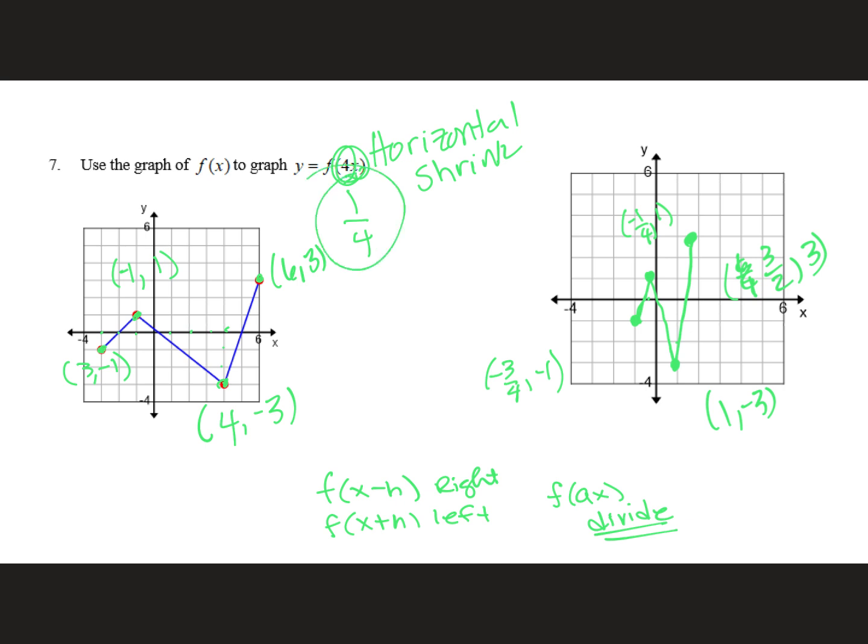So again, when you are doing those horizontal shrinks and stretches, remember they're opposite. So if A is 4, then I'm actually going to divide by 4 or multiply by 1/4.